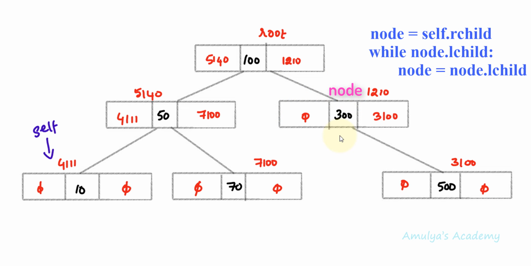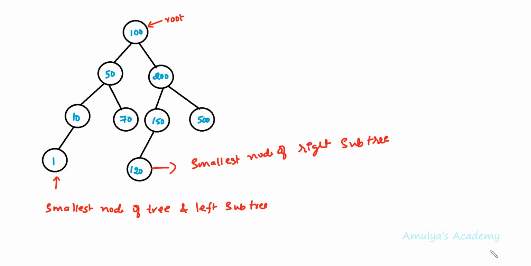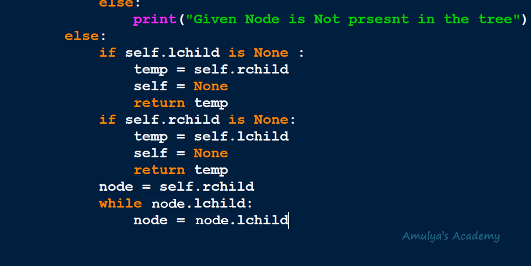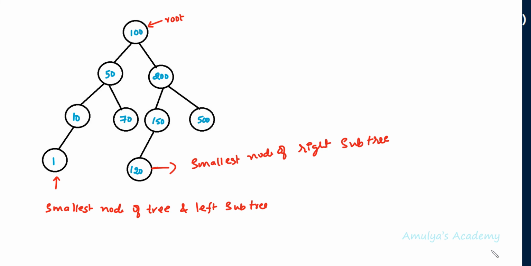The smallest value in the right subtree will be present on the left side, right? Here in this tree you can see this is the smallest node in the right subtree, because it doesn't contain any left subtree, that's why this is the smallest node. In this tree here you can see, if you want to find the node with the smallest key, then it is present here, right, in the left child. That's why I'll take while node.lchild, until lchild becomes none, I need to take node equal to node.lchild. Okay, it is like this.